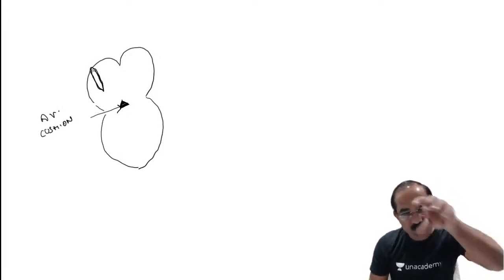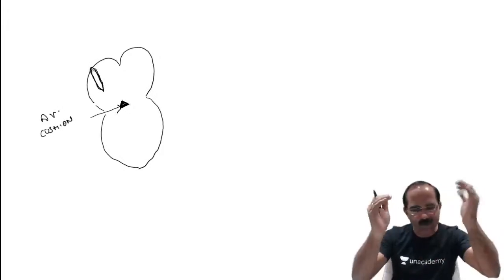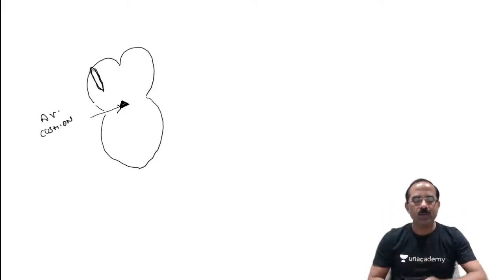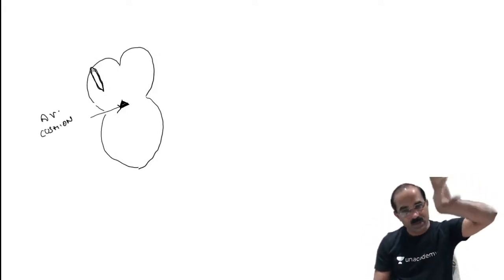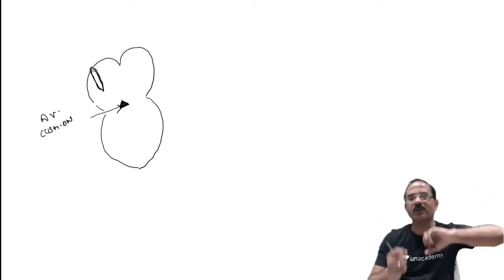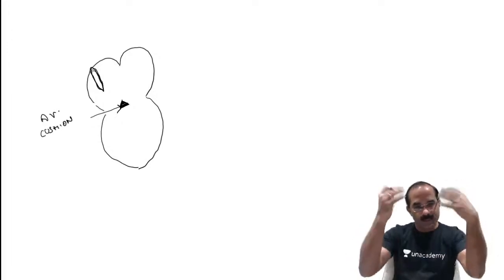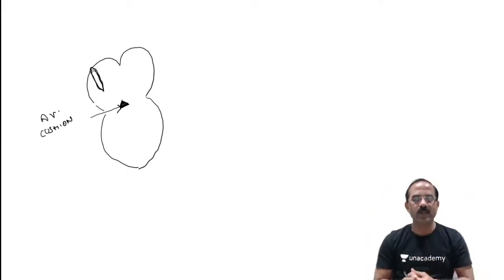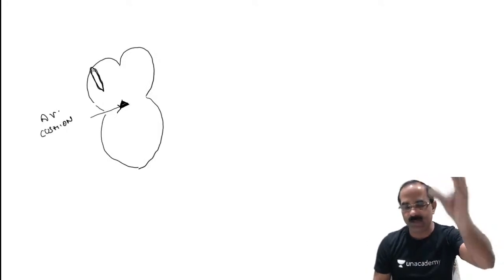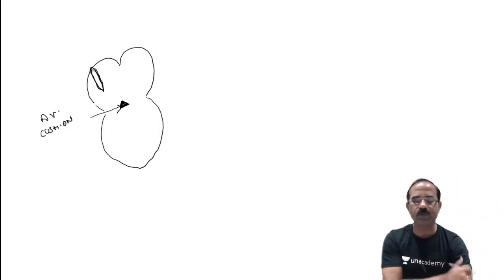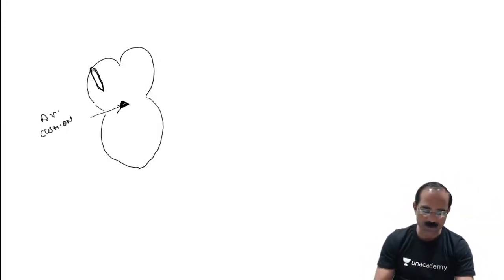Now, this AV cushion is very important. The moment this AV cushion is formed, the interatrial septum and the interventricular septum will form. If this AV cushion itself is not there, there's going to be a septal defect. Just understand how.